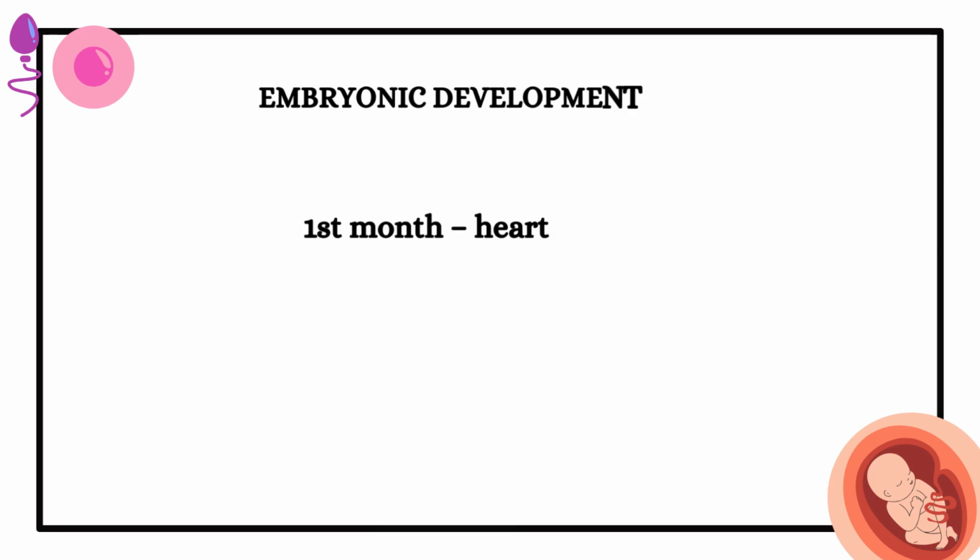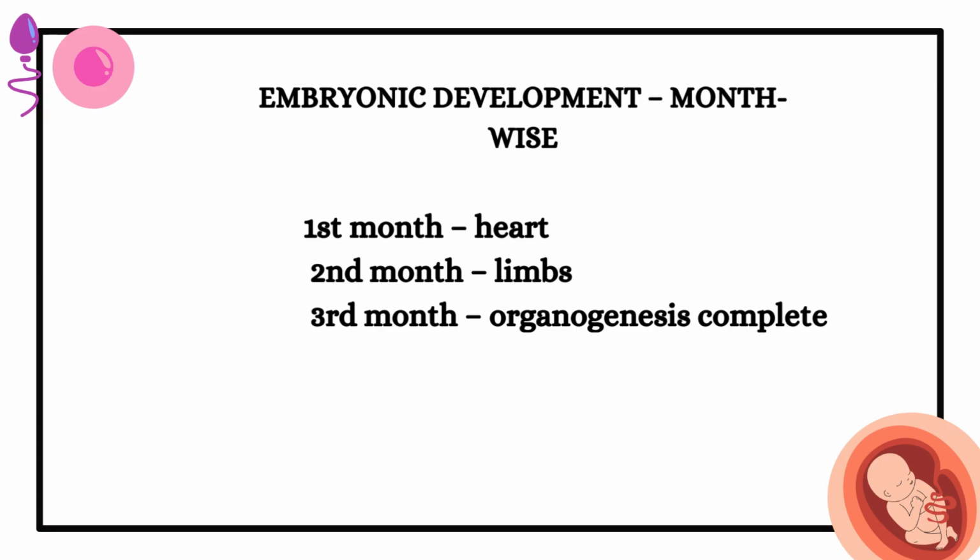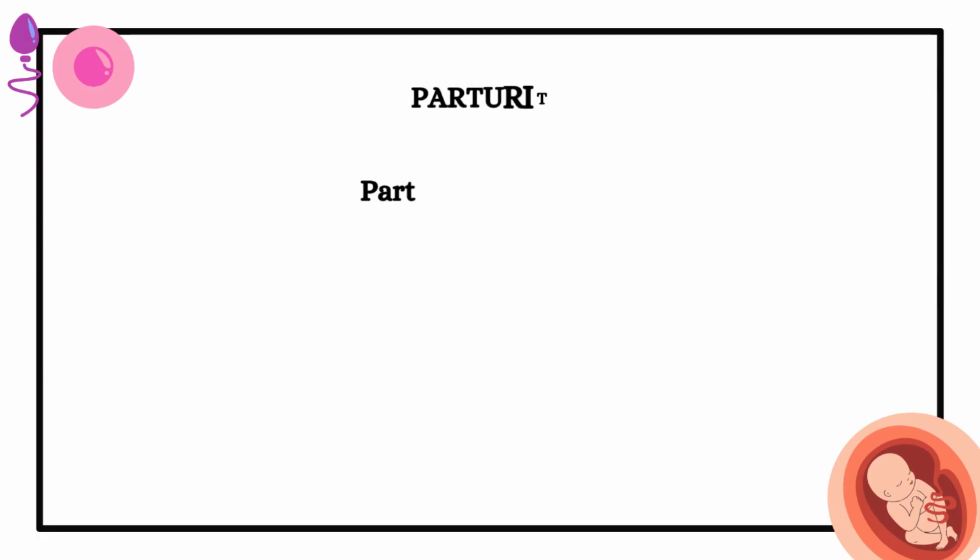Embryonic development month-wise. The first month of the embryonic development results in the development of the heart. In the second month, the fetus can be found with limbs. In the third month, organogenesis gets completed, and finally, in the ninth month, the parturition occurs.